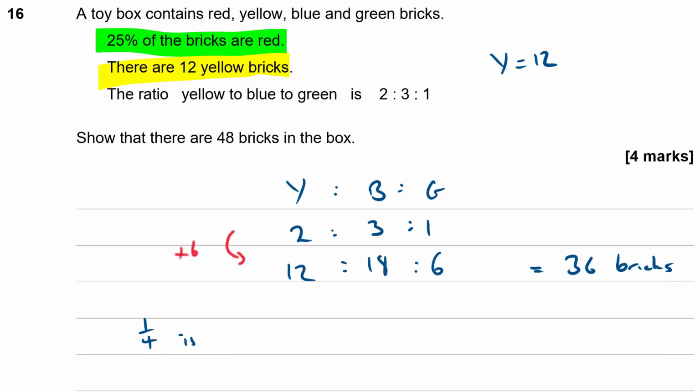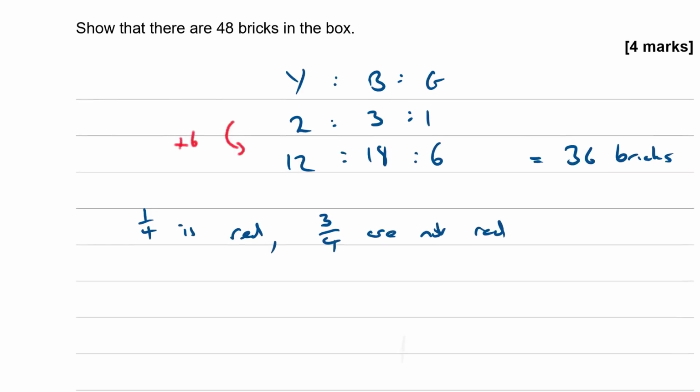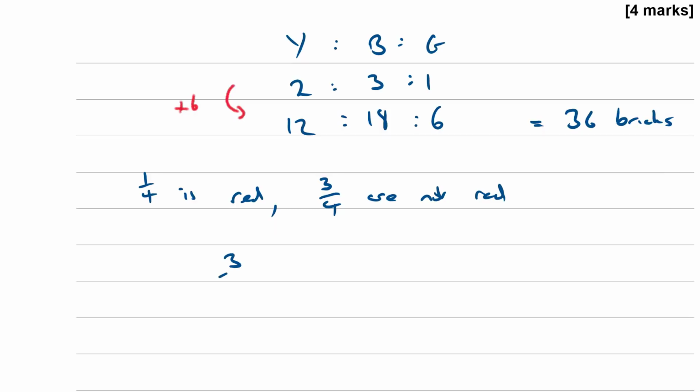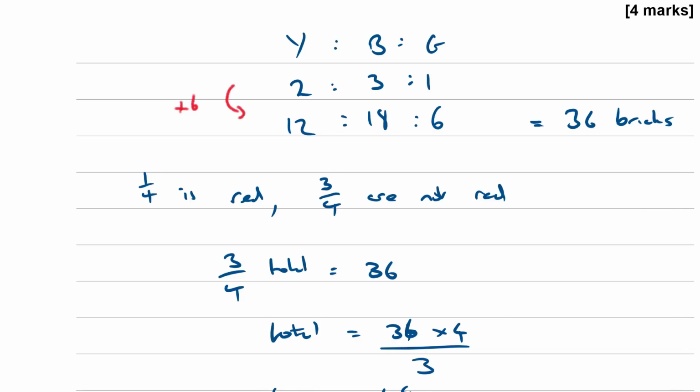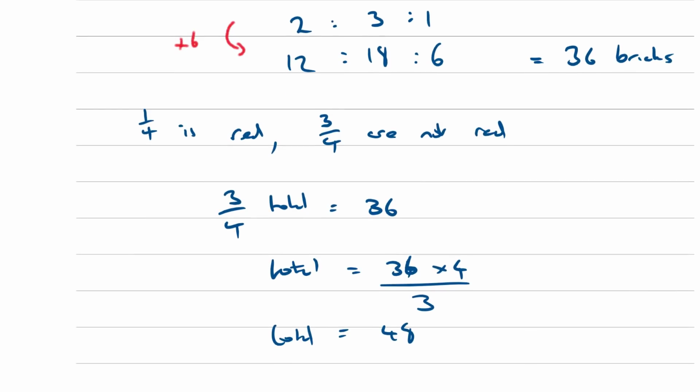So 1/4 is red, which means that 3/4 are not red. So 3/4 of the total is going to be 36. So then the total is going to be 36 times 4 divided by 3. 3 into 36 goes 12, and 12 times 4 is 48. Total is 48 as required.